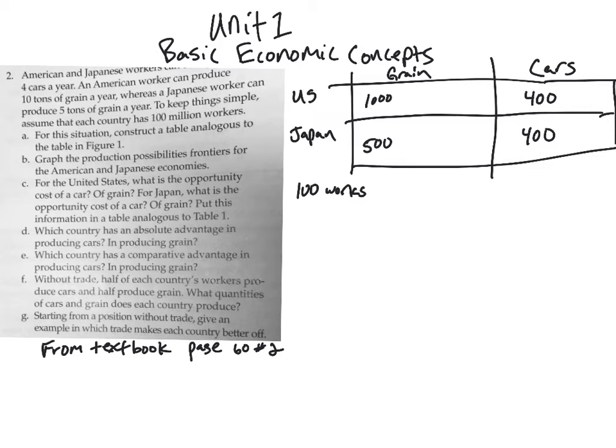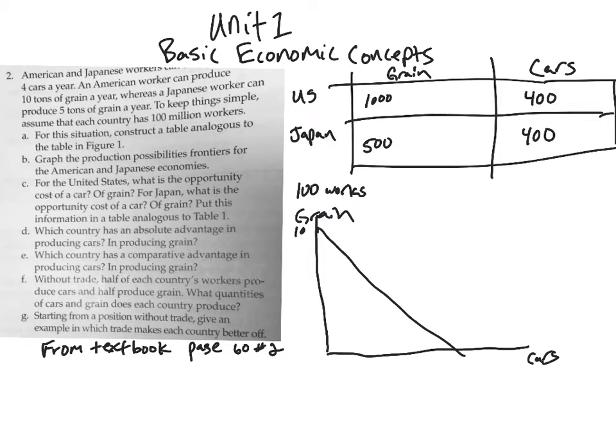Next, graph the production possibilities frontiers for the American and Japanese economies. We're going to graph production possibilities for each of these two. We'll call this axis grain here, and we'll call this one cars down here. For the U.S., it should look something like this. We'll call this 1,000 and that 400 cars. So the most they can produce in grain is 1,000, and in cars is 400, so that's the U.S. And then for Japan, remember it's going to start at 500, so we'll call that 500 right there, but it also ends at 400, so it's going to look something like that. So this is going to be Japan. All right, and that's their production possibilities frontier.